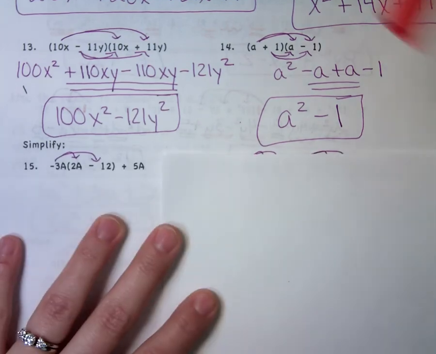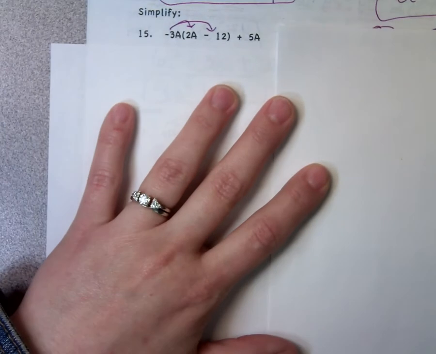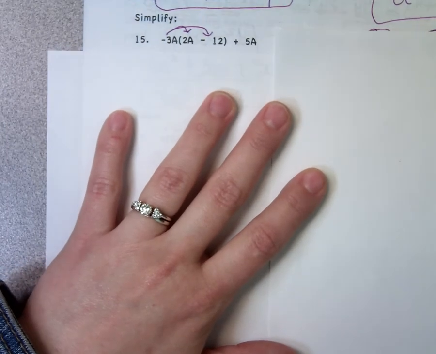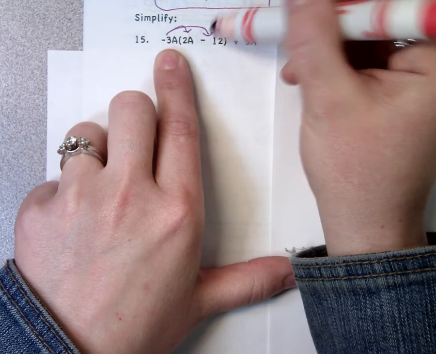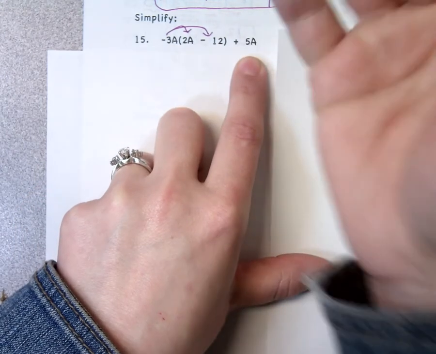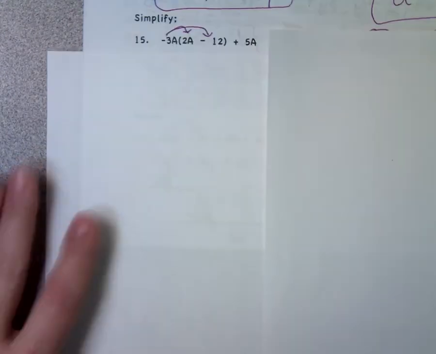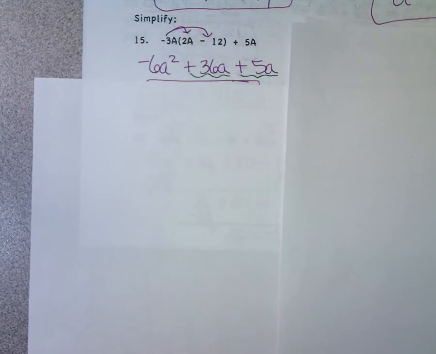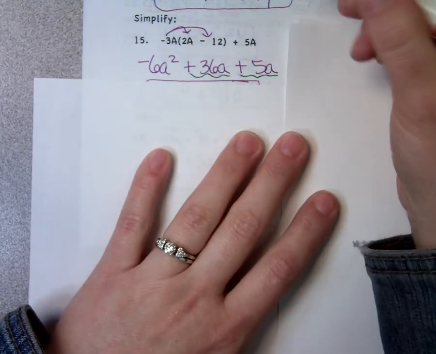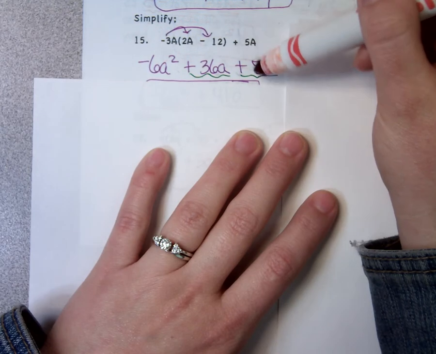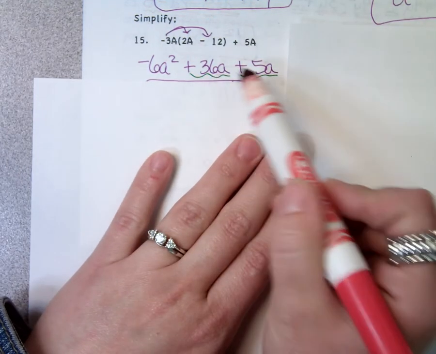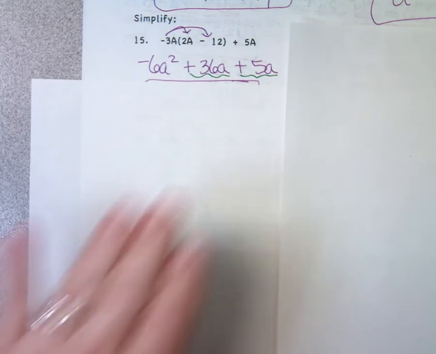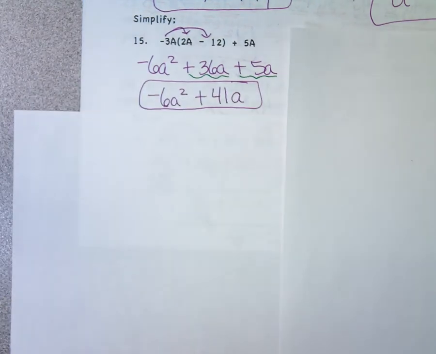Okay, moving on. Number 15. The negative 3a is smushed against parentheses, so I will distribute. This plus 5a, I'll just drop it. So I distributed the negative 3a, and then I just dropped the positive 5a. And then once I do that, I can combine my a's, and I get negative 6a squared plus 41a.